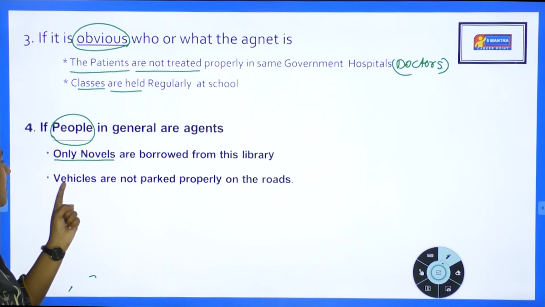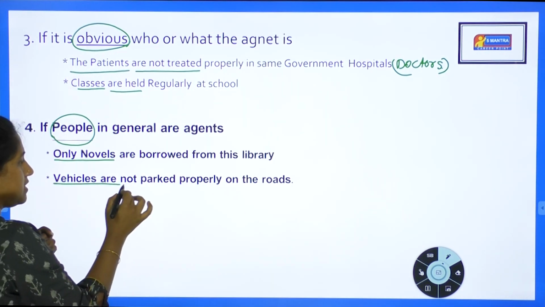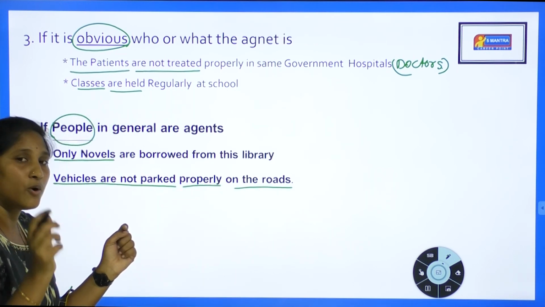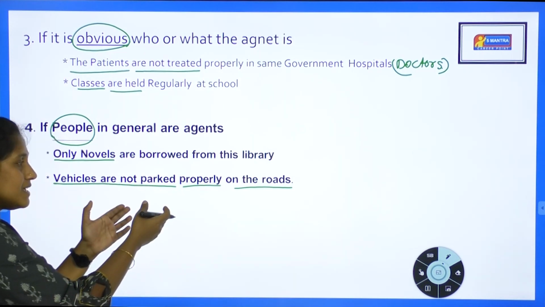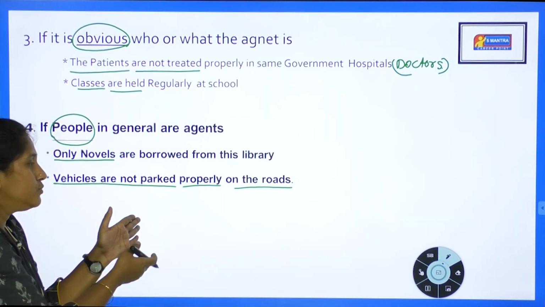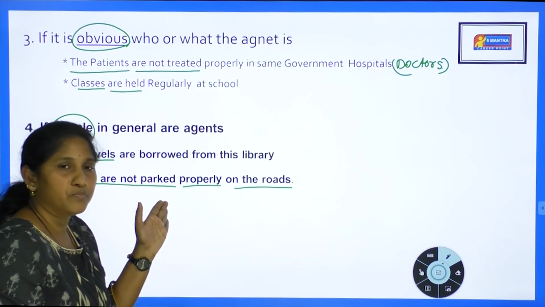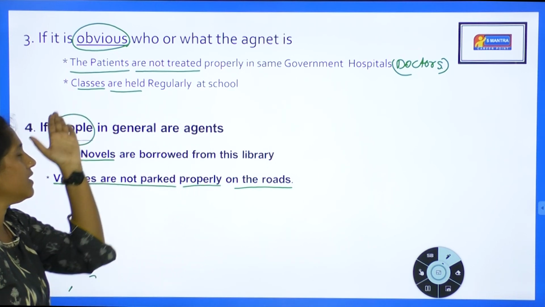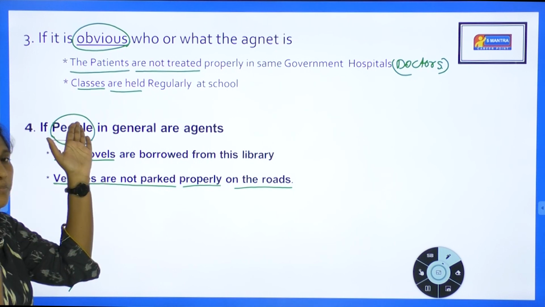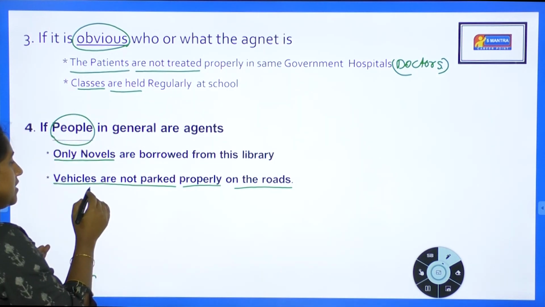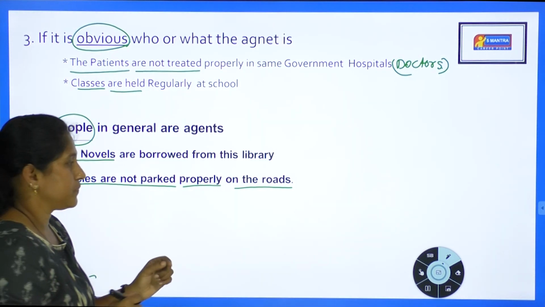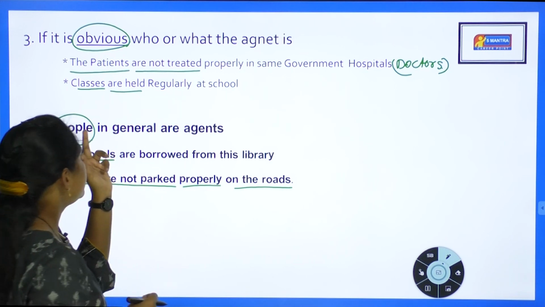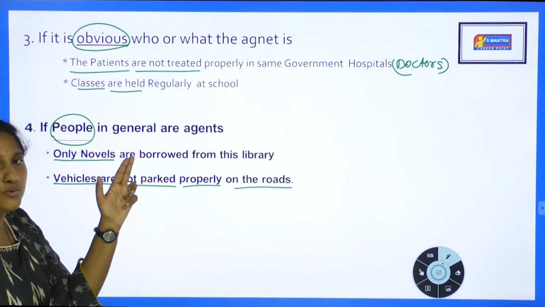In this case also, vehicles are not parked properly on the roads. So all these actions, who will do them? Obviously, people will do. So who will be the agent? The agent will be our people. The whole people are the agents here. Okay. So in this case, whenever the situations are related to people, we can also use the passive form of sentences.